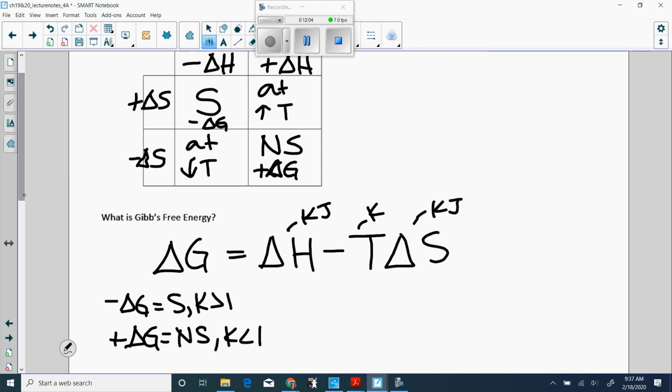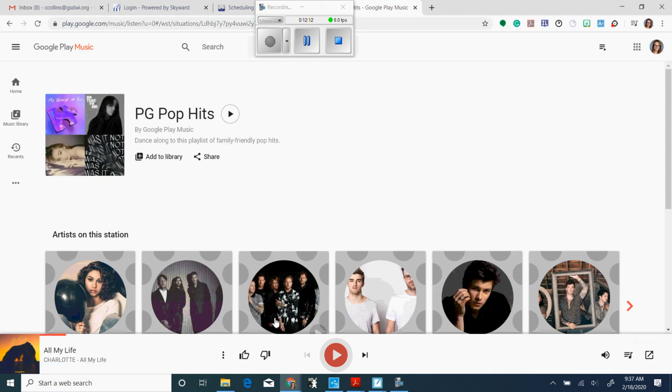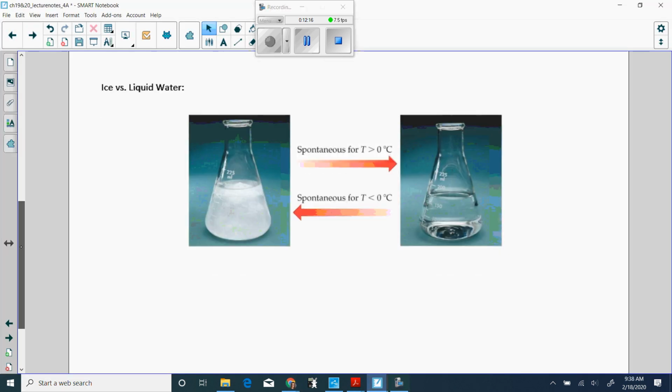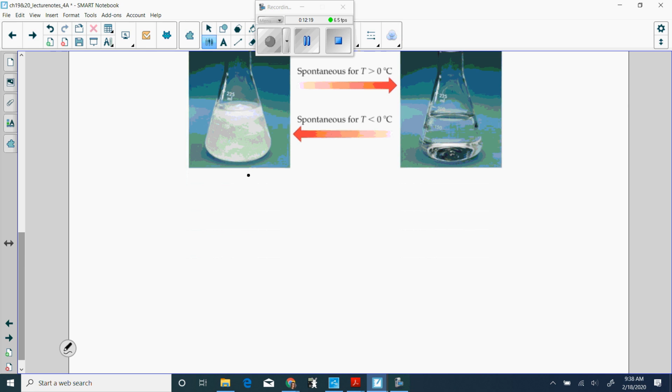When the music starts, can you please talk about why temperature matters? I'm making this number bigger or smaller than this number to decide if this is going to be positive or negative. Ready? Go. Okay. Ice melting is a really good example of that in-between.